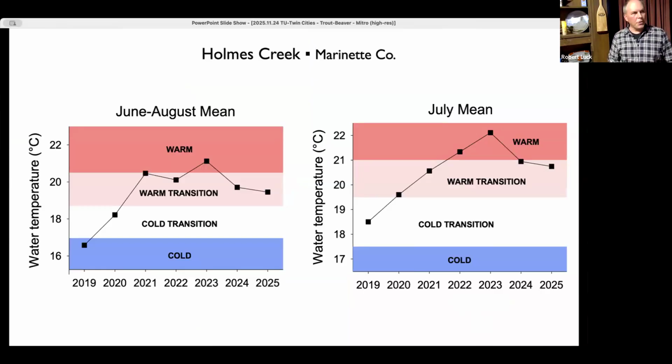Then what we saw in our temperature monitoring, about a couple hundred meters downstream from that beaver dam, was not particularly good for trout. So I've color-coded these based on the ways that we thermally classify streams.